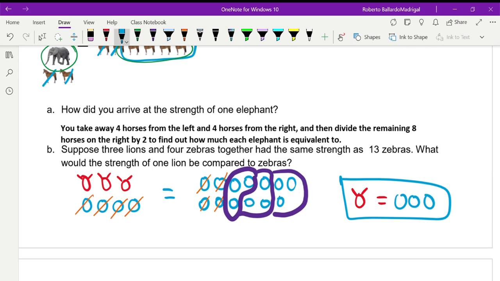Now, just for reference, in red with the little ears, that's for the lion, and then the blue dots or the blue circles, that represents the zebras. Okay. So we're just concluding here that each lion is equivalent to 3 zebras. All right. Are there any questions on how I came about this solution here?